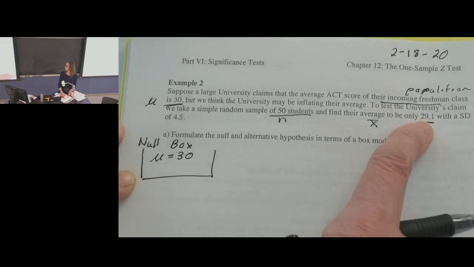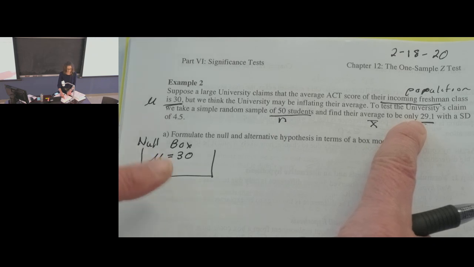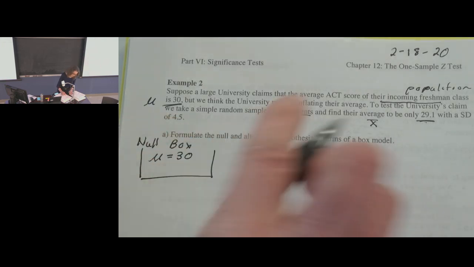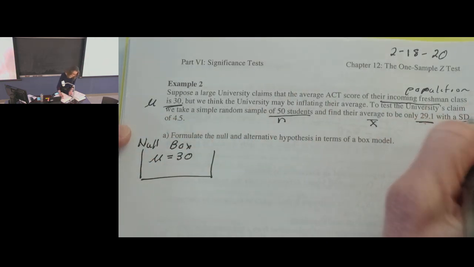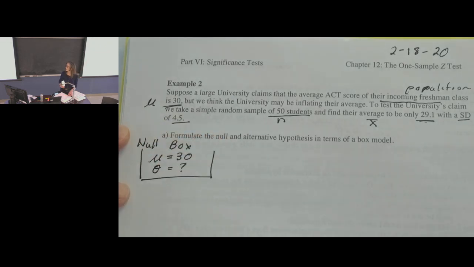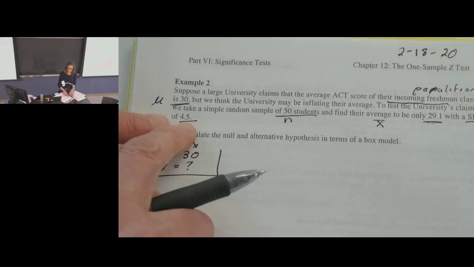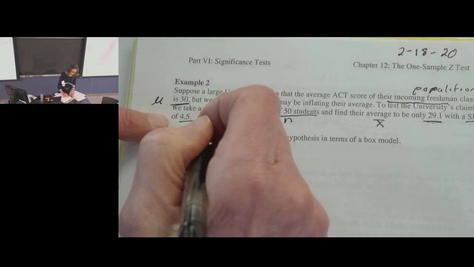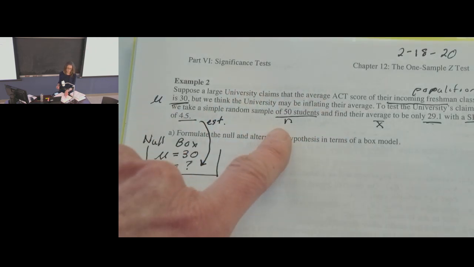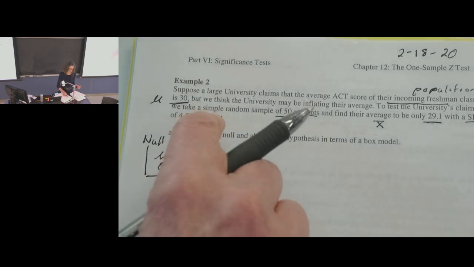We did get less, but is that a big enough difference that we can say this really probably isn't 30? Now, we were given the standard deviation of the sample. We don't know sigma of the box. We were not given it, and usually you're not. But we can use the sample to make an estimate. And if our sample size is large enough, 50 students, we said that this estimate is pretty good.